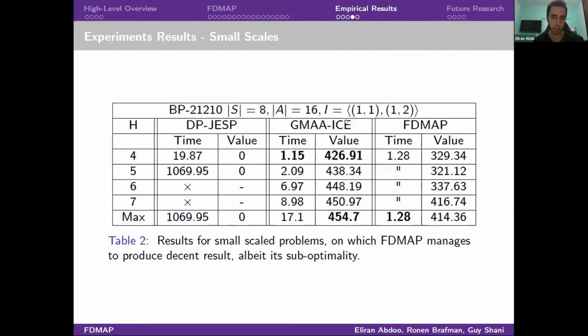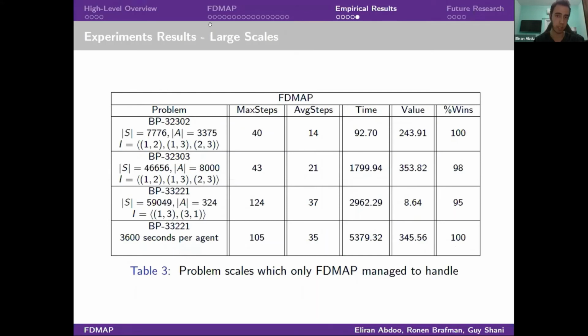In the small ones, the agent finally didn't really outperform them because the GMMAIs is optimal. And in the large scales, we took problems that the other algorithms didn't manage to even solve.